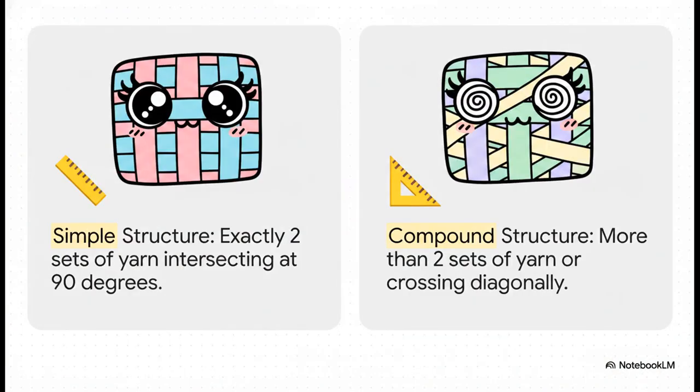Within woven fabrics, we categorize structures into 2 distinct groups. Simple structures use exactly 2 sets of yarn, one running vertically, one running horizontally, intersecting right at 90-degree angles. This covers, honestly, about 95% of standard woven goods out there. Then you have compound structures, which use more than 2 sets of yarn. You might see extra yarns introduced for complex patterns, or yarns crossing diagonally at 45-degree angles just to reinforce the textile.